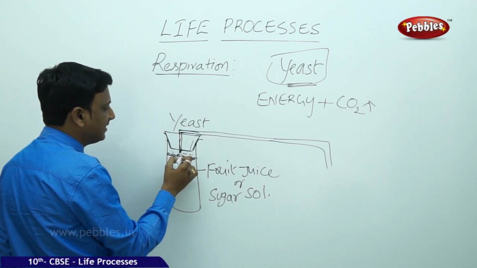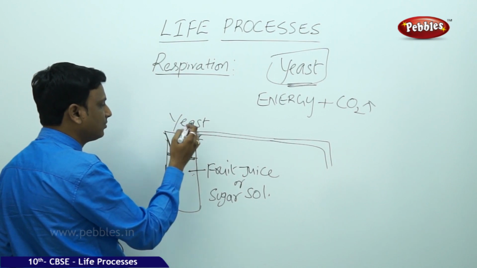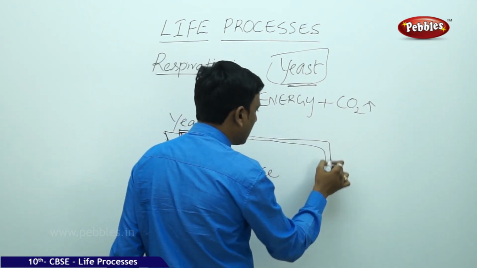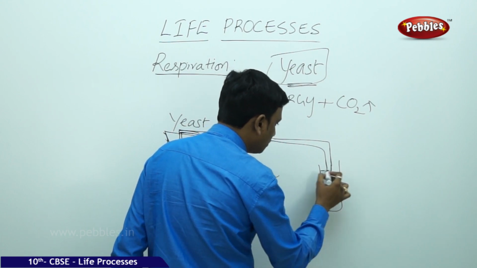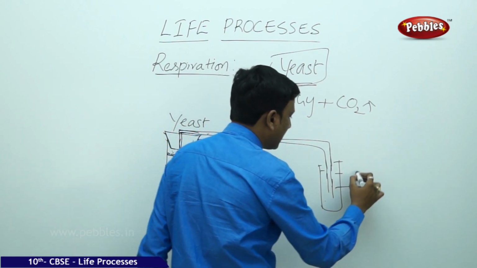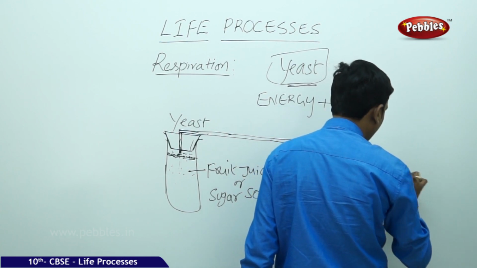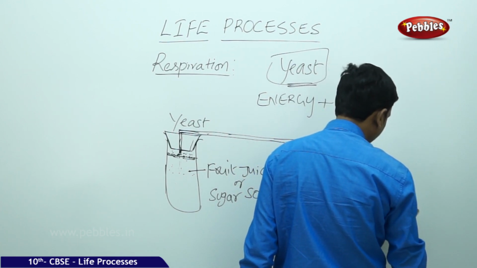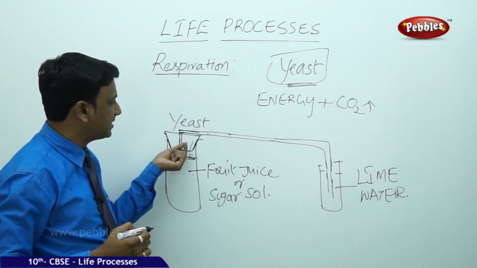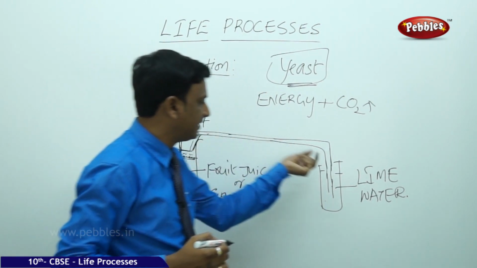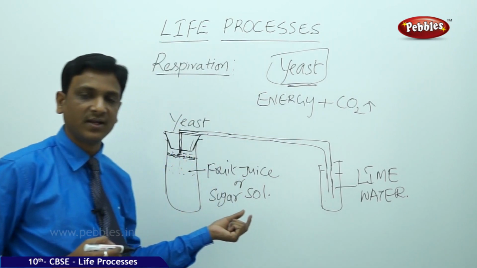Whatever gas is released here has to pass through this tube in this way, and you arranged the tube to enter into another test tube which has freshly prepared lime water. You know that if the gas released here is carbon dioxide, whenever it reacts with this lime water, it makes the lime water milky.